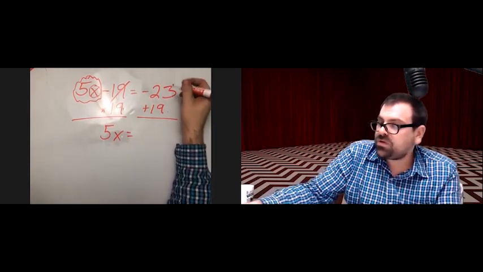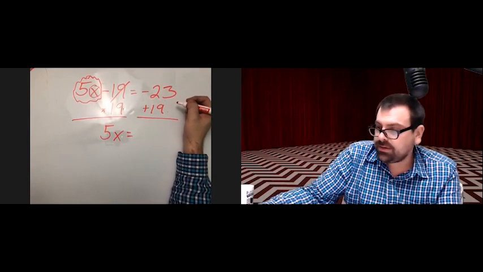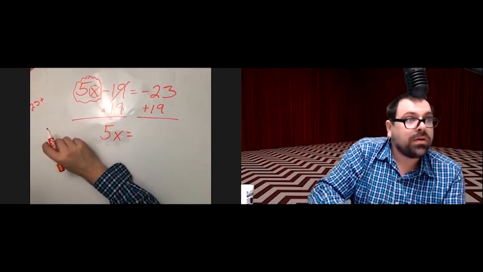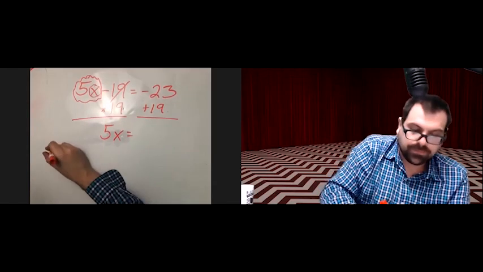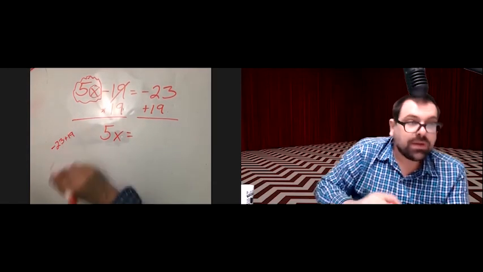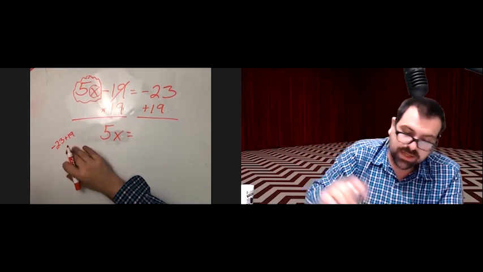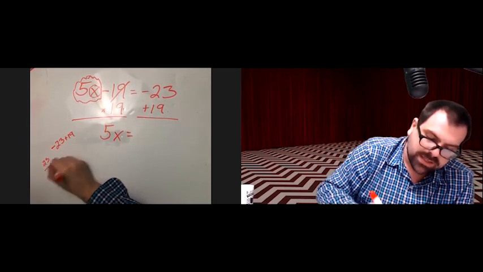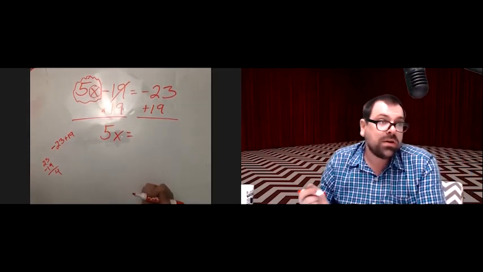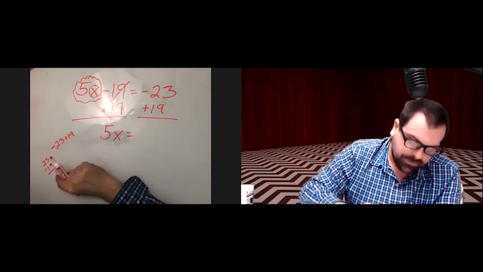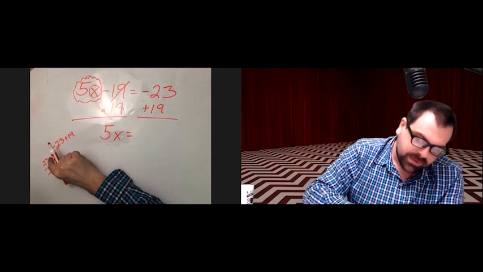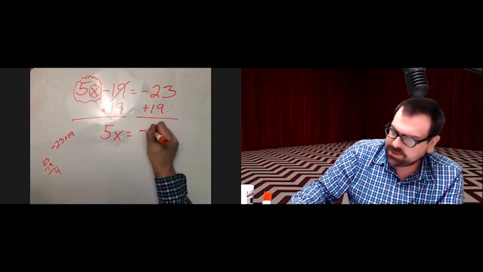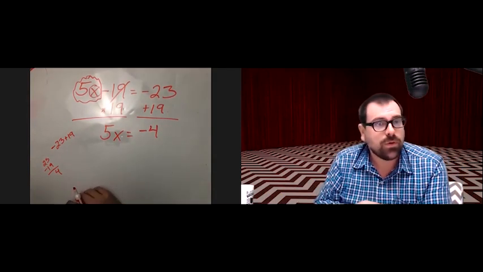On the right, -23 plus 19, that's adding two numbers with different signs. So I'm going to do 23 minus 19. That gives me 4. Since the larger number was 23, it came from a negative. That means my answer's going to be negative, -4.